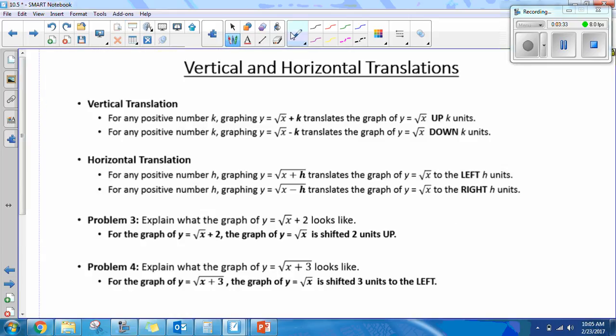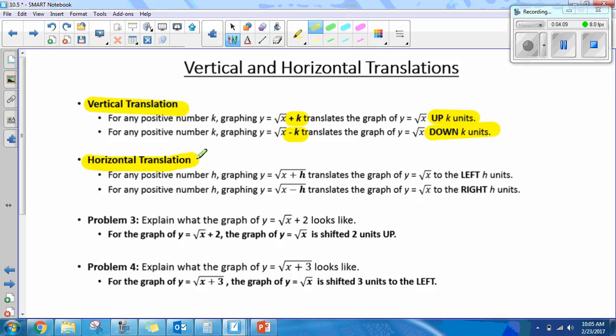Vertical and horizontal translations. Vertical translation is when the graph moves up and down compared to the parent function. So for any positive number k, graphing y equals radical x plus k translates the graph of y equals radical x up k units. For any positive number k, graphing y equals radical x minus k translates the graph of y equals radical x down k units.